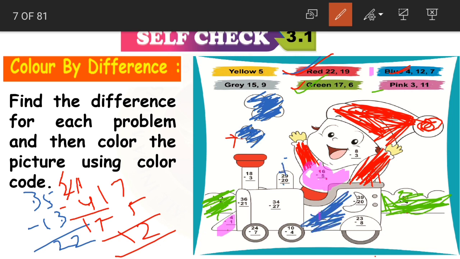29 minus 10 is 19. That is red. So let us color it red. 18 minus 3 is 15. 15 is grey color. What is it? 15 is grey. I am not having grey. So I will use the color black.